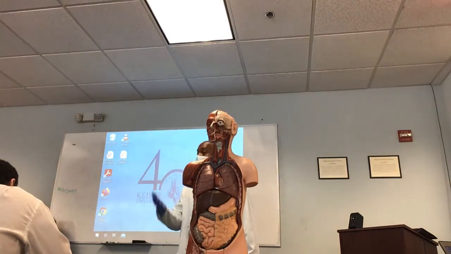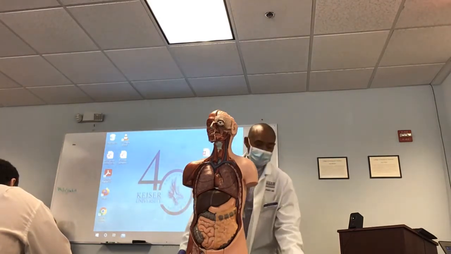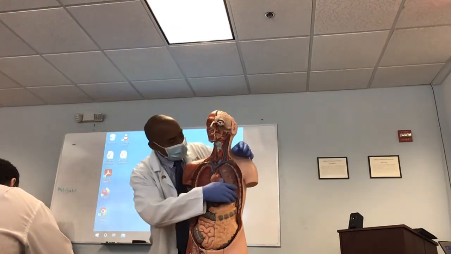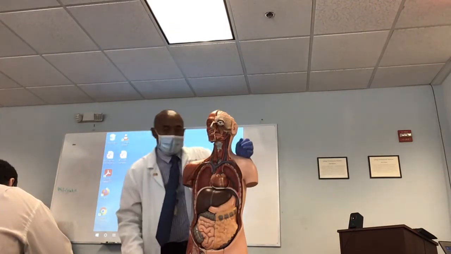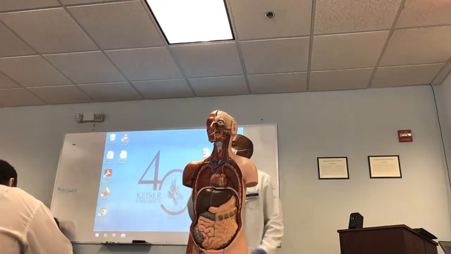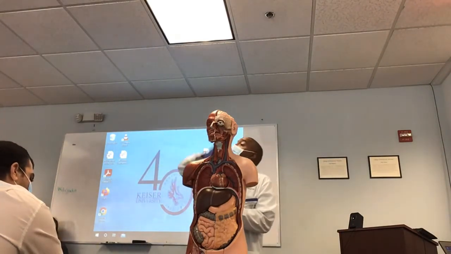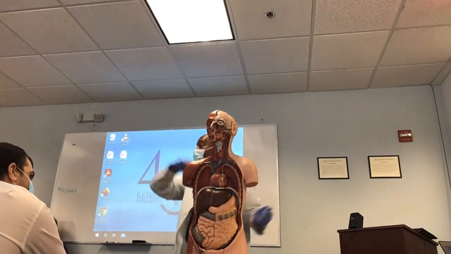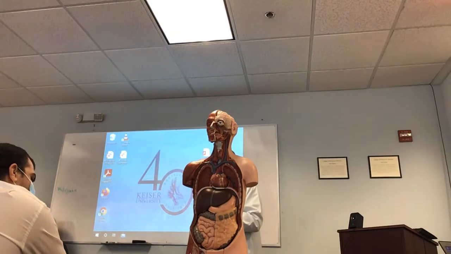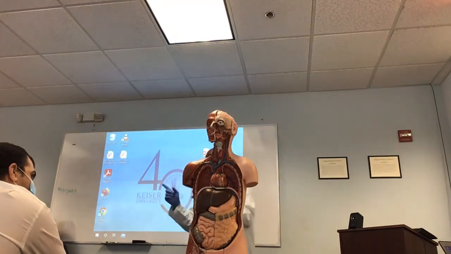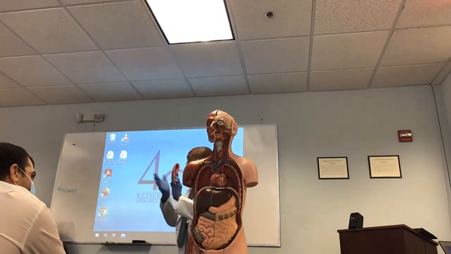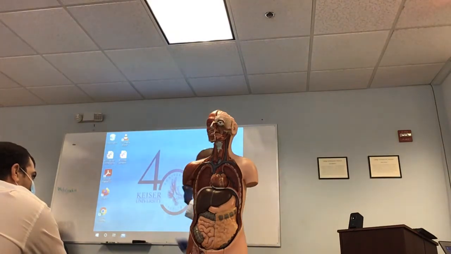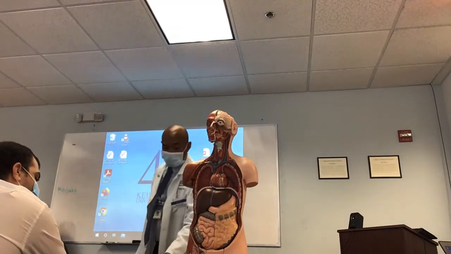Okay, what is the parietal pleura? If we look over here, it is the layer of the serous membrane that covers the inner surface of the thoracic cavity. This is the parietal pleura. So what does that mean? It's not directly attached to the lungs. Any question? Let's continue.